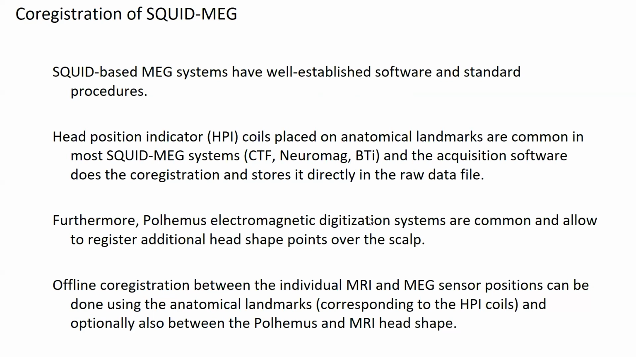On top of that, we can use Polhemus electromagnetic digitization systems, which are common, and they allow us to record the HPI coils relative to these landmarks if you place them somewhere else. But we can also use the Polhemus to record head shape. And the head shape is then used during the offline co-registration, because that's where we take the individual subject's MRI, we take the MEG sensor positions, where we move them such that the MRI and sensor positions match. So this is done using anatomical landmarks, and this can optionally also be done using these additional head shape points that we record with the Polhemus.